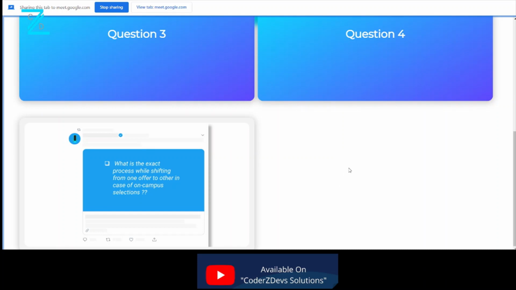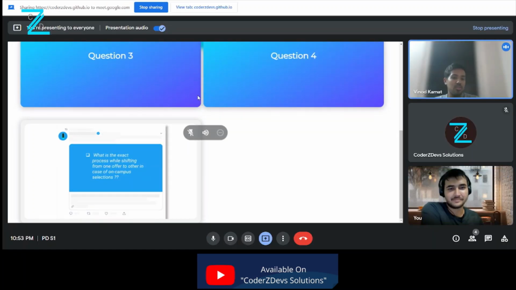What is the exact process while shifting from one offer to another in case of on-campus selections? Usually on-campus placements are conducted till I think March or April, right? Not more than that. And most of the companies give the offer letter after that. Even if you're selected right now, you will get an offer letter after March or April, right? So by that time, you are in a good position to decide which company you want to go with.